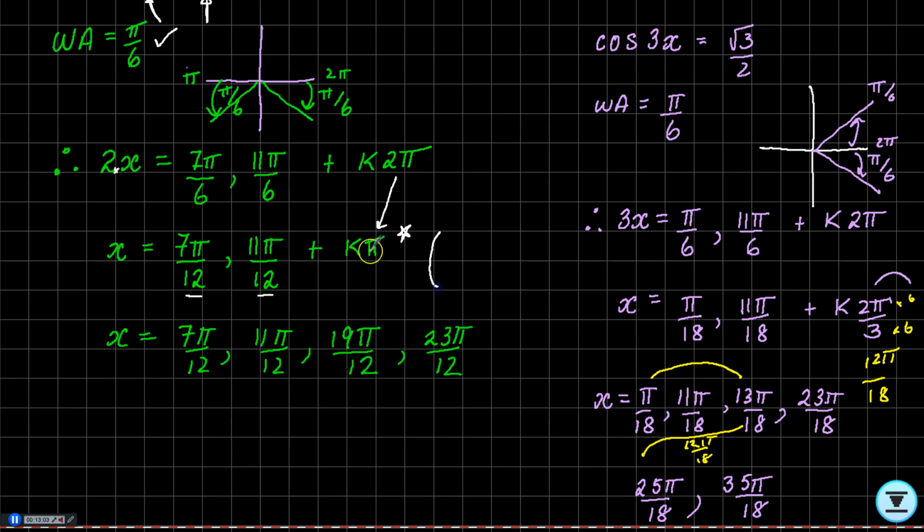In my head, I'm seeing that a whole pi is 12 pi over 12. So I'm just adding, so 7 plus 12, right, gives me the 19. 11 plus 12 gives me the 23. If I add on another 12 to that, I will be over my 2 pi bit. So that's it. I'm done.